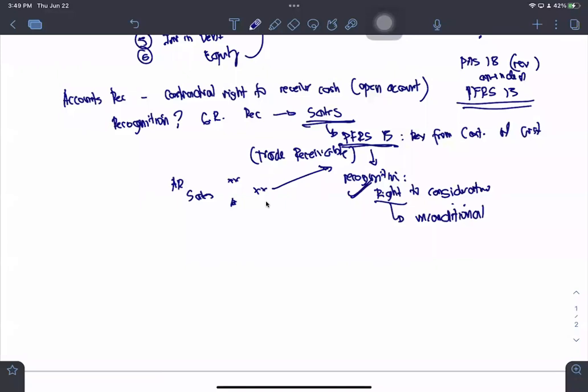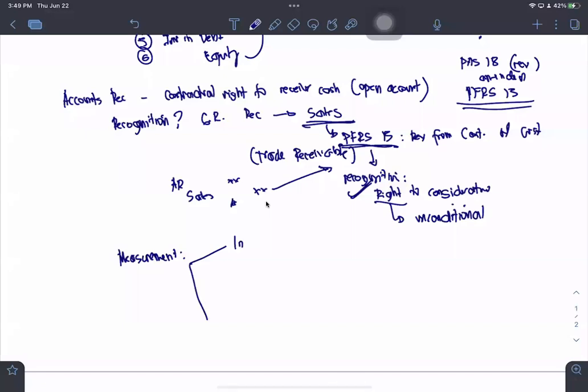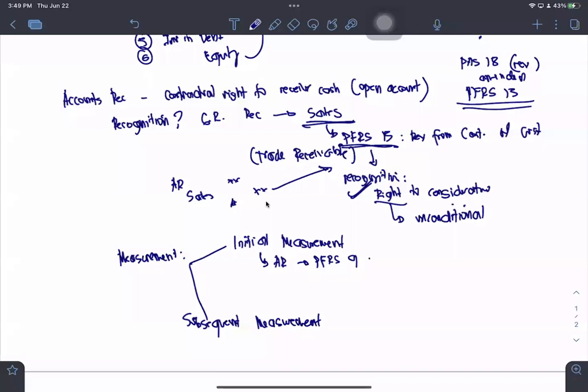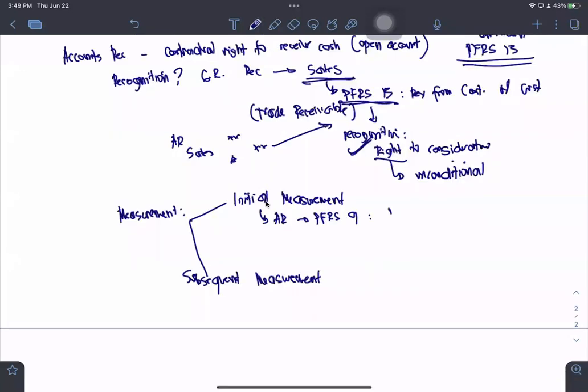Since we already know the recognition, our next issue is the measurement. For measurement, we always need to talk about initial measurement and then subsequent measurement. For initial measurement, we initially measure AR using PFRS 9. Under PFRS 9, the initial measurement is fair value plus transaction cost.